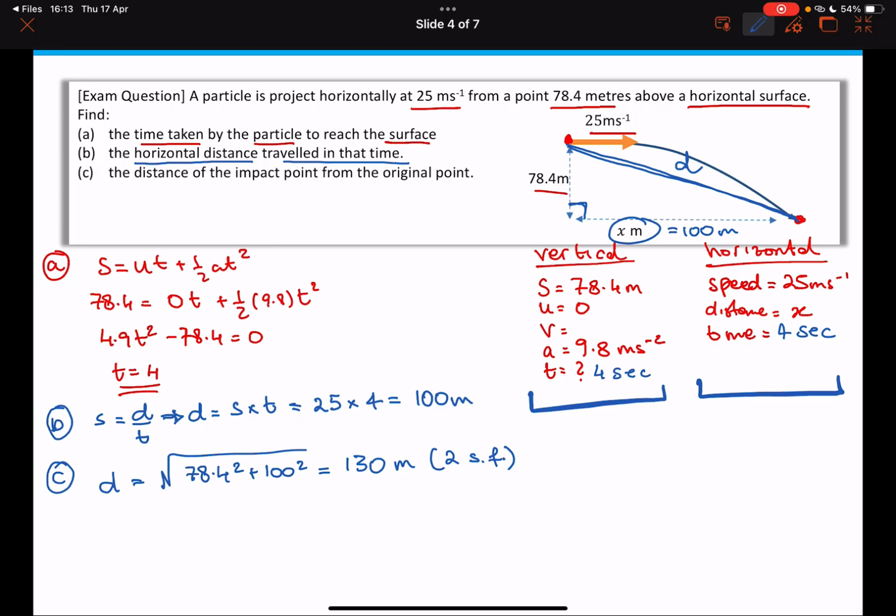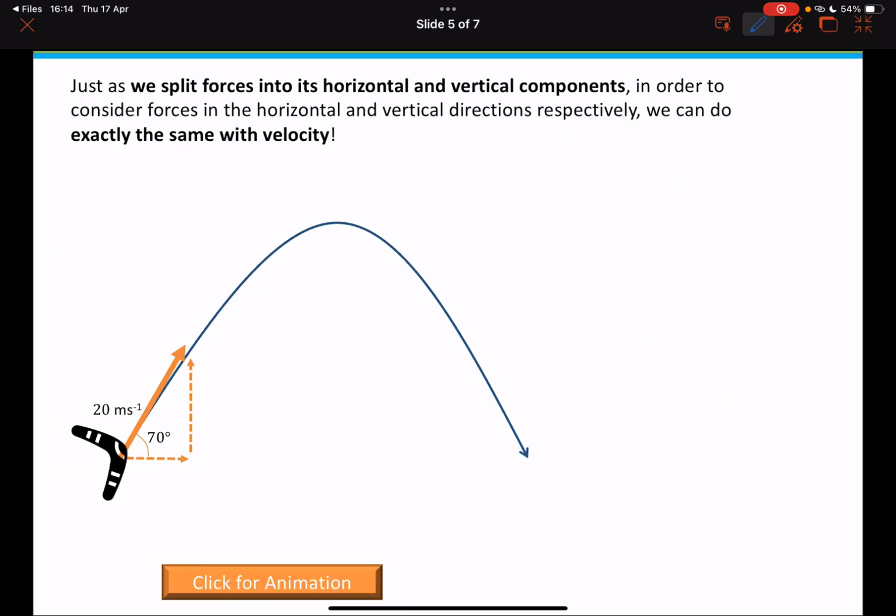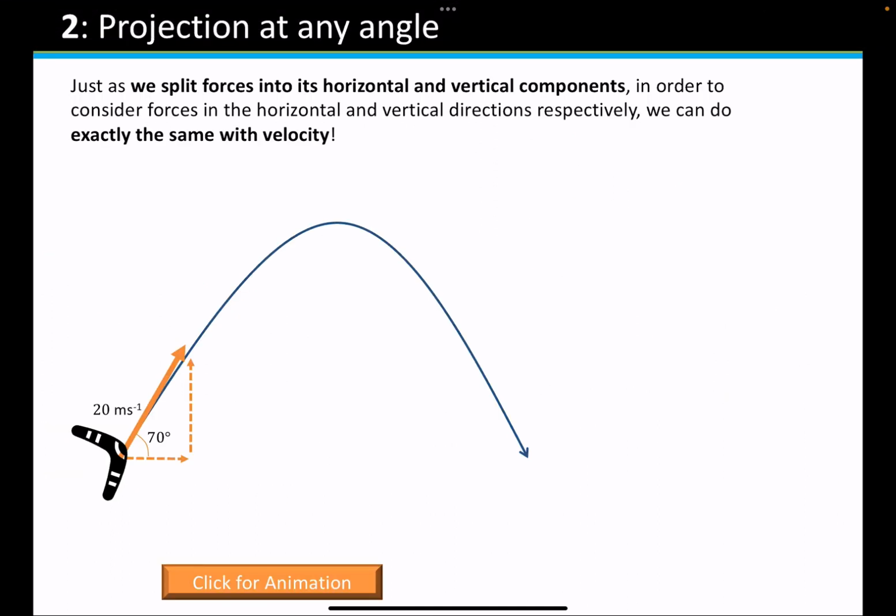And that is usually the value of time, which is common across both sides of it. All right, so that's the first question done. Nice and easy, straightforward. So let's have a look at the second component. And the second component is projection at an angle.